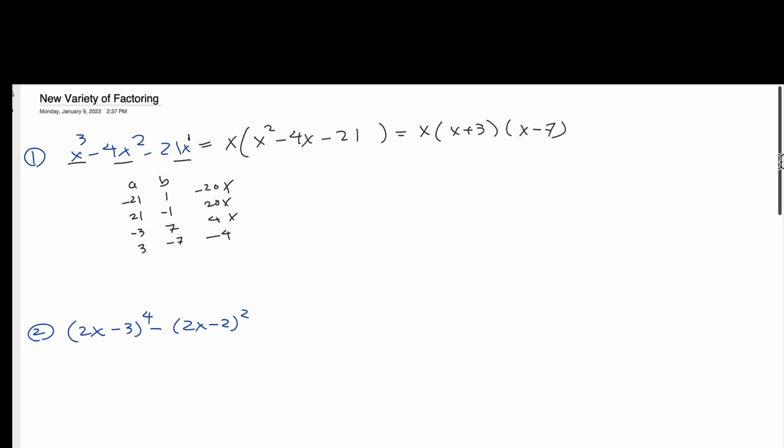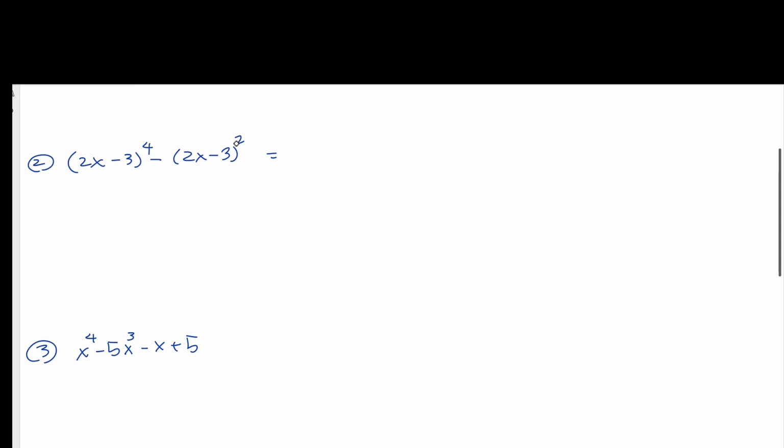Now let's go to the next one. So with this one, I can tell that there is a common factor, and it's two different powers. One to power 2, the other one to power 4. Which one's the smallest? To power 2. So I can factor 2x minus 3 to power 2, and then what is left, divide the first one by 2x minus 3 to power 2, and the exponent simplifies to 2x minus 3 to power 2, and the second one is just going to be 1.